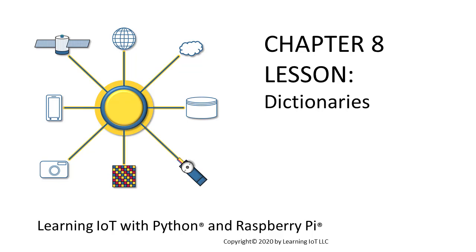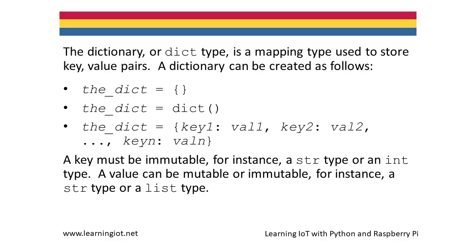In this video, you will learn how to use the dictionary type. The dictionary is a mapping type used to store key-value pairs. An empty dictionary can be created using a set of empty curly braces or using the dictionary constructor with nothing passed as the argument. A dictionary can be created by enclosing a series of comma-separated key-value pairs with curly braces.